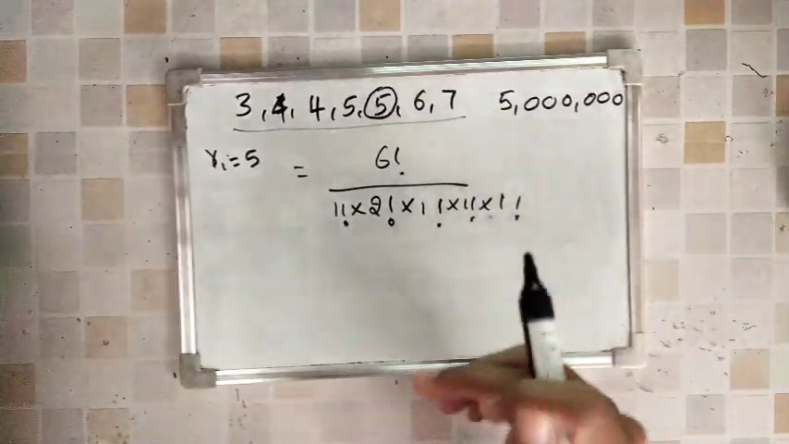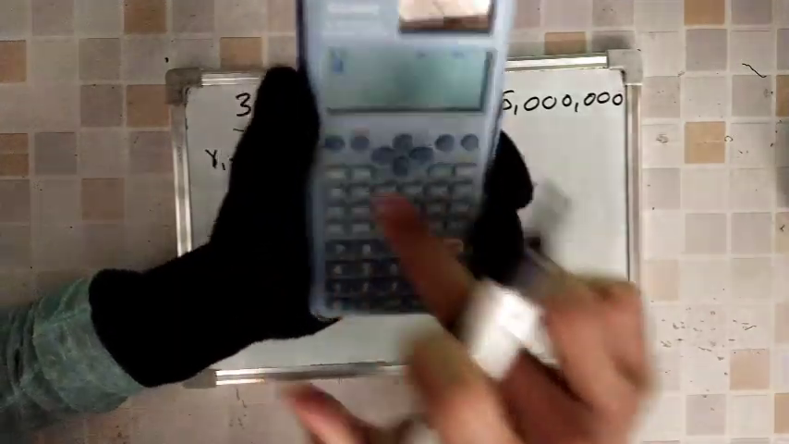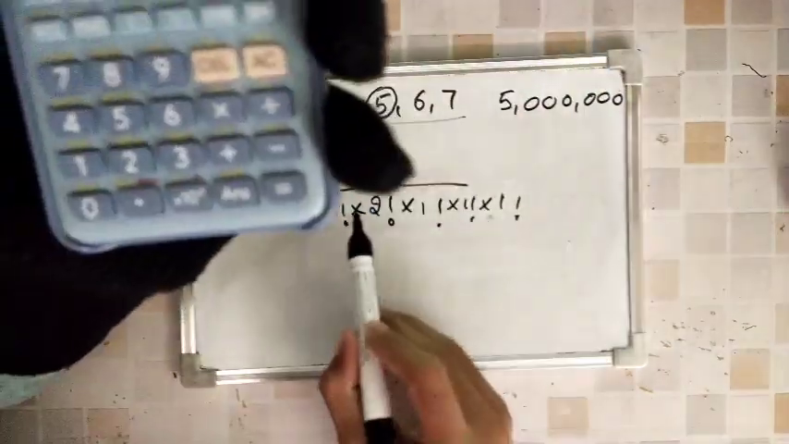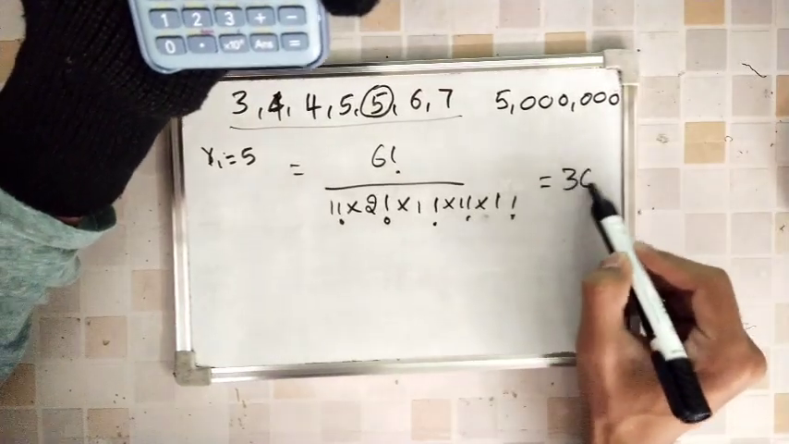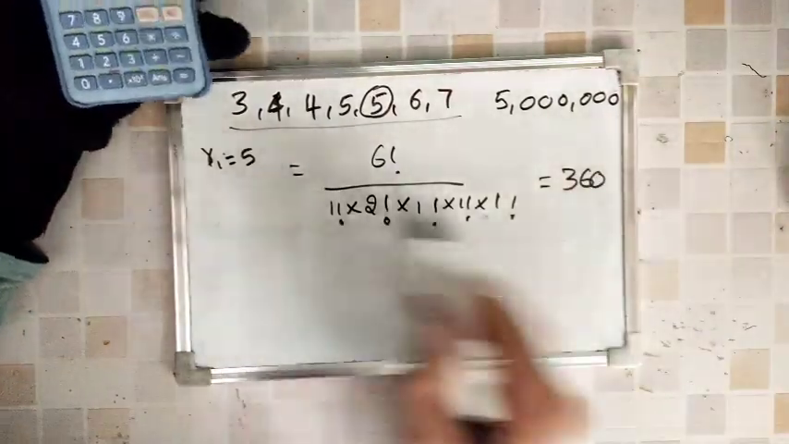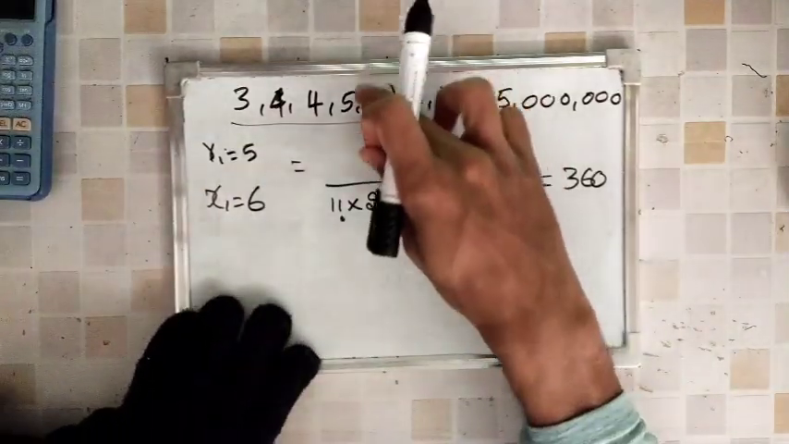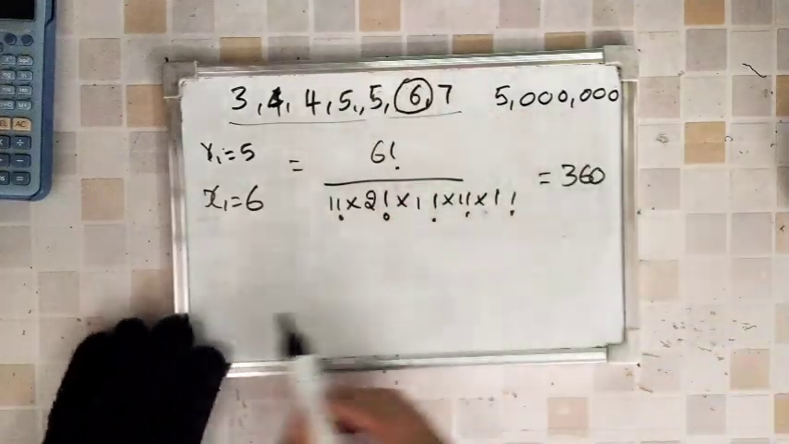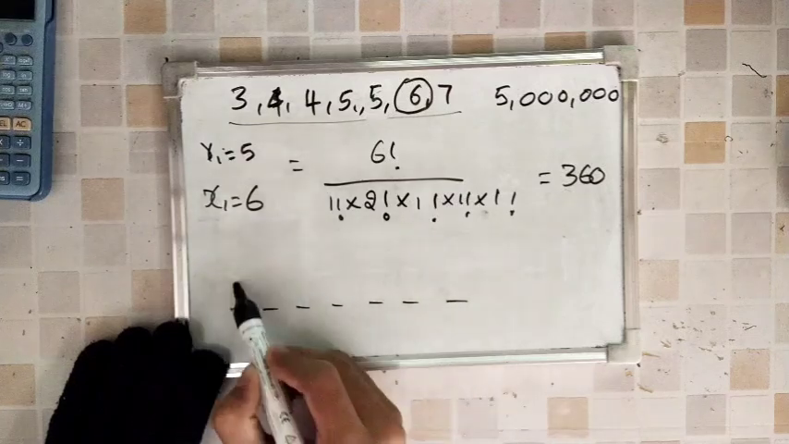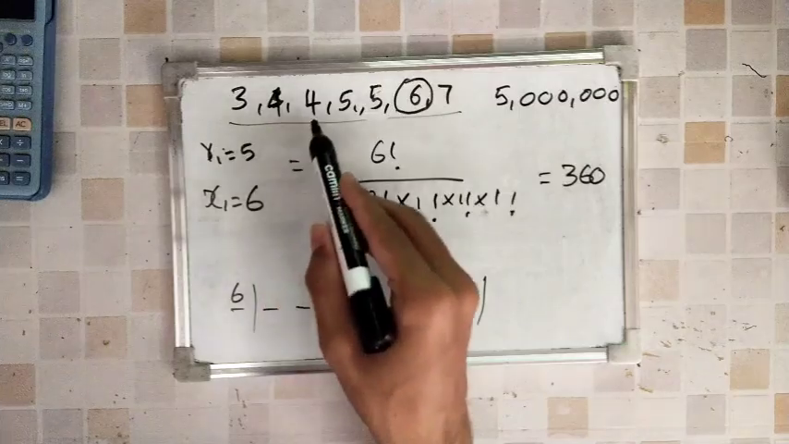So I have to just calculate 6 factorial divided by only 2 factorial, so only 2 I will write, that is my 360. Okay, if x1 is equal to 5, my answer is 360. Now I will take x1 equal to 6. Instead of 5, now I am taking it as 6. So the remaining places I can fill with the remaining digits, that is 3, 4, 4, 5, 5, 7.